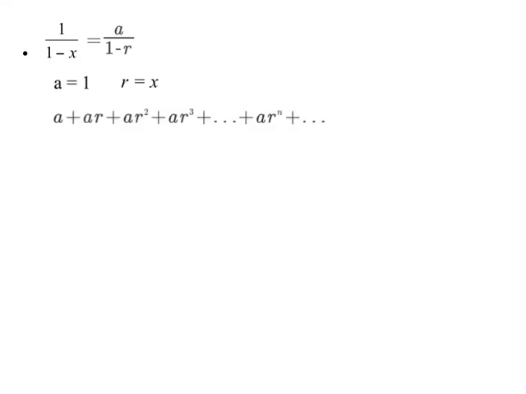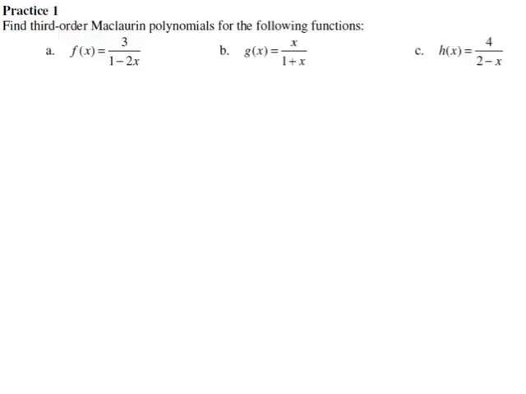Sorry for the barking dogs, but a being the first term, and then r being the ratio between terms, I'd have a plus ar plus ar squared, and so on. And so if I combine that with a being 1 and r being x, I have the series 1 plus x plus x squared plus x cubed, and so on. Okay, so we're going to take this whole idea and expand it to some examples.